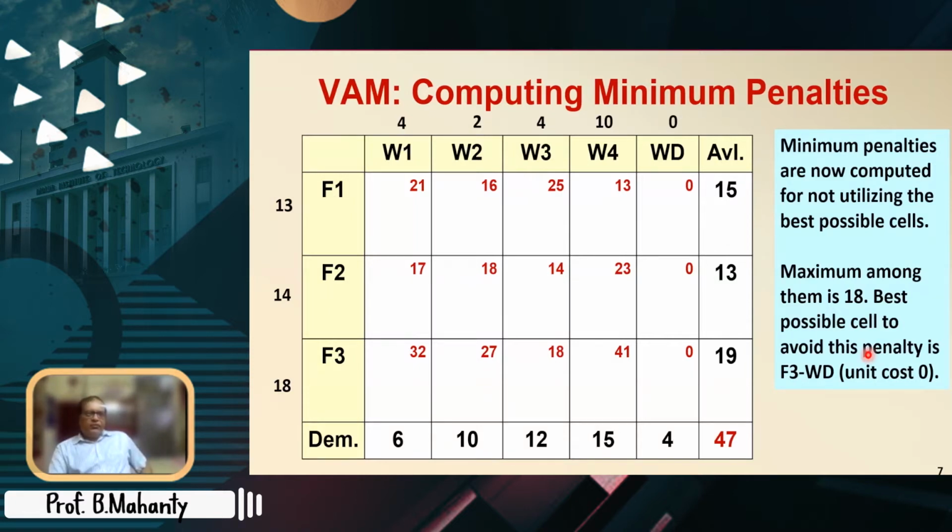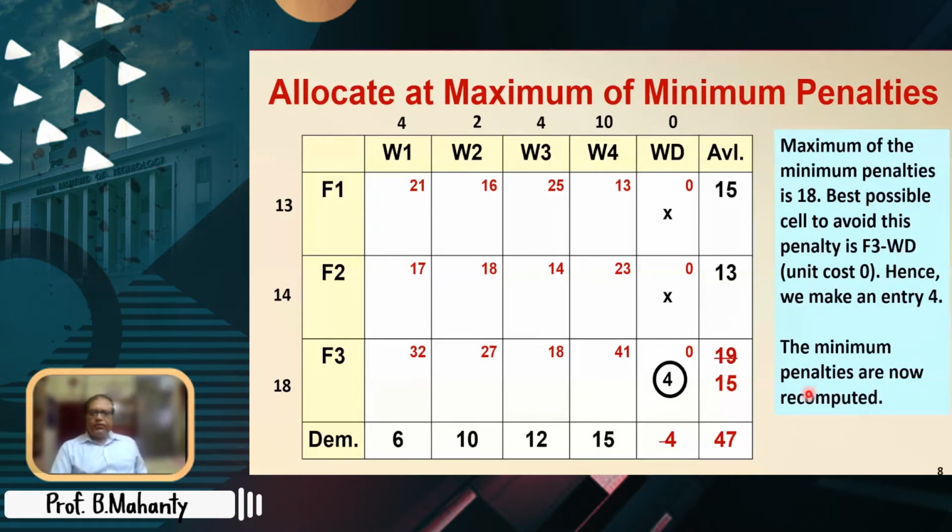All right, so then we have to avoid incurring the maximum of these minimum penalties, and the maximum here is 18. So that means we have to choose this particular row, and the best possible value is this 0, right? So we have to put some entry there. You look at the availabilities and the demand and tell me how much should we enter there? 4. Right. So 4 should be entered. Very good. So exactly 4 is entered.